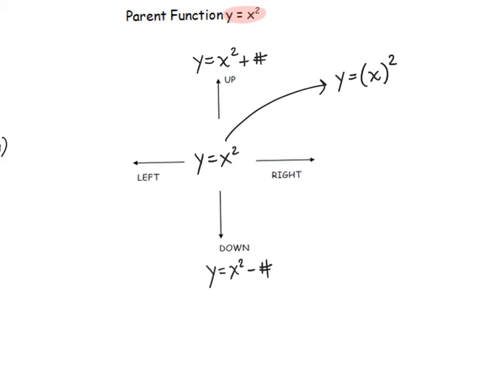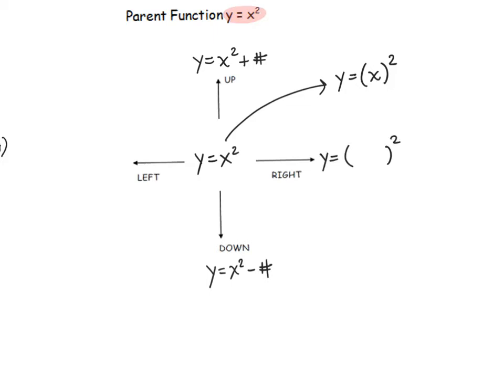Whatever I put in for x, it's saying that x is squared, right? So if I want to move something left or right, I have to put something inside this function with the x and then square it. So a little bit different than squaring the function, the quadratic, and then adding.